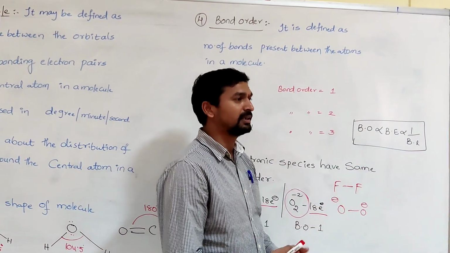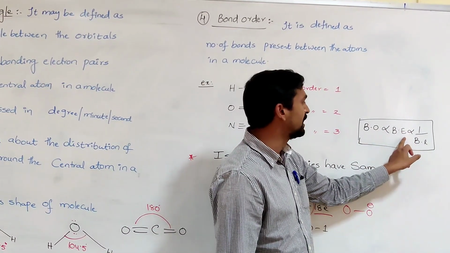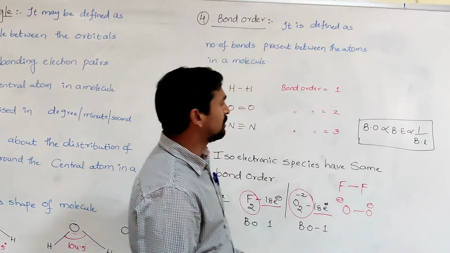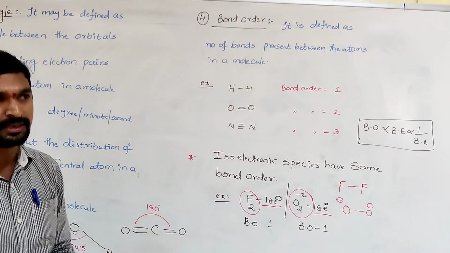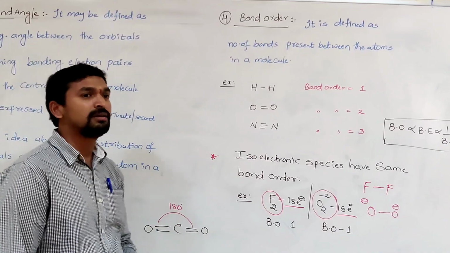This is one of the important conclusions: bond order is directly proportional to bond energy and inversely proportional to bond length. So this is about the bond parameters: bond length, bond enthalpy, bond angle and bond order.